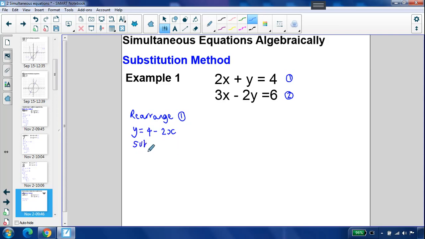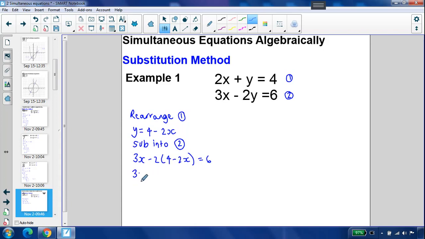Now I'm going to sub this into equation 2. Because wherever I see a y now in the equation, I'm going to replace it with this expression. So 3x minus 2 multiplied by 4 minus 2x, and that's equal to 6. And the reason why this works is, as you can see, we have no y's now. I just have x terms. So when I collect terms and sort this out, I'll be able to find what x is equal to, and then from that I can find what y is equal to.